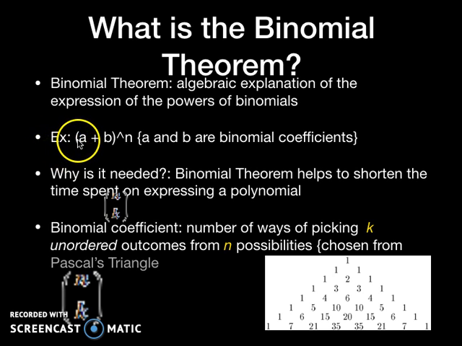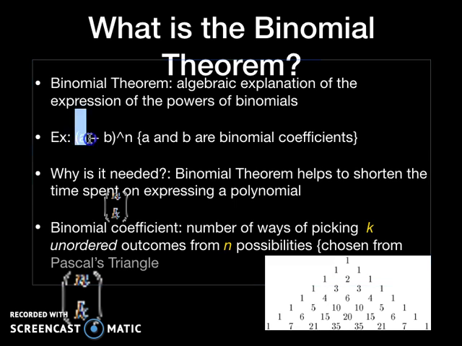And this is the standard form that you'll usually see binomials expressed in, where the binomial theorem will deal with them. So you have open parentheses a plus b, close parentheses to the n, where a and b are binomial coefficients. The standard form can be changed in any way whatsoever, but what stays true is your a and your b being coefficients and your n being to some sort of power.